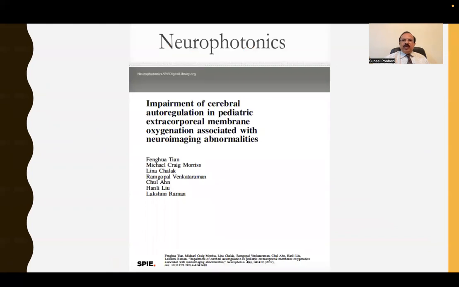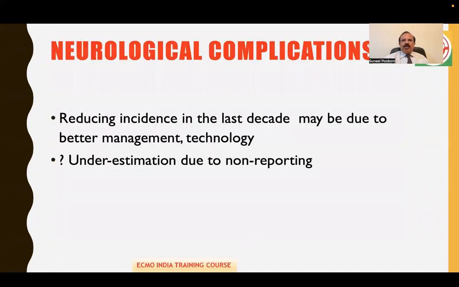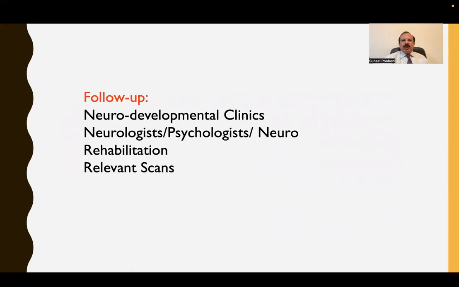There is increasing emphasis being placed on the study of cerebral autoregulation in patients on ECMO. One of my colleagues, Dr. Lakshmi Raman, is one of the principal investigators in studying cerebral autoregulation on ECMO. Neurological complications are coming down in recent years. This could be because of better management or better diagnostic facilities. Sometimes it could be underestimation due to non-reporting as well.